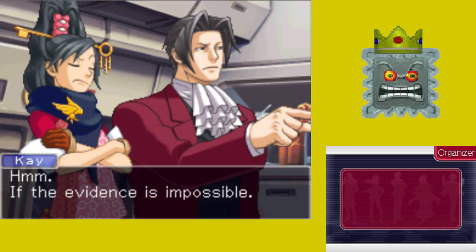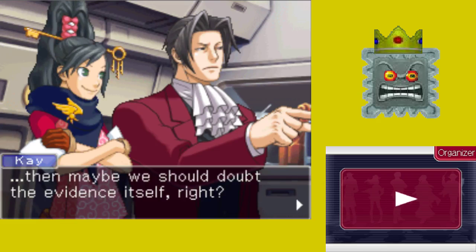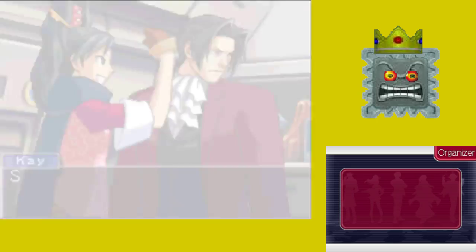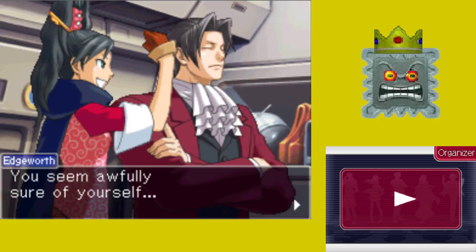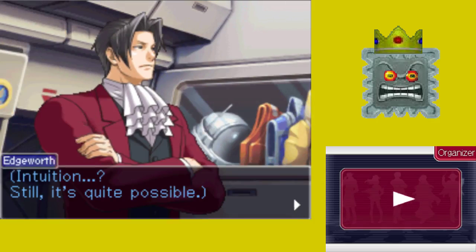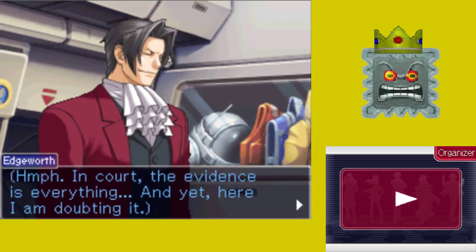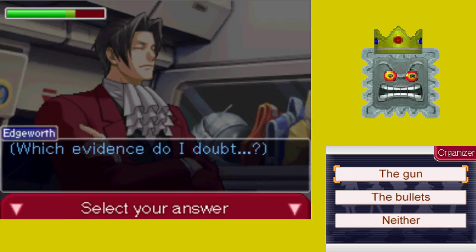Thoughts, Kay? If the evidence is impossible, then maybe we should doubt the evidence itself, right? Doubt the evidence. Nicole's definitely not a criminal, so if the evidence says she's a criminal, there must be something wrong with it. You seem awfully sure of yourself. It's a great thief's intuition. Intuition? Sure, that's quite possible. Above all, Miss Swift doesn't seem like the type of person to tell such elaborate lies. In court, the evidence is everything, and yet, here I am doubting it. Which evidence do I doubt?